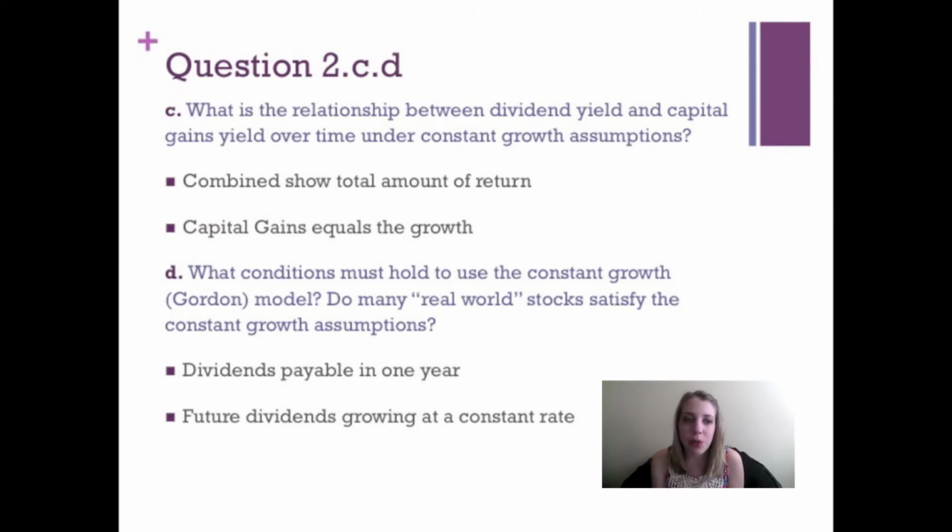In question 2D, it asks what conditions must hold true to use the Gordon model. To use the Gordon model, the stock must have future dividends that will be growing at a constant rate. The model bases its calculation on the present value of the long and continuing series of consistent growth dividends. The dividends must also be payable in 1 year.